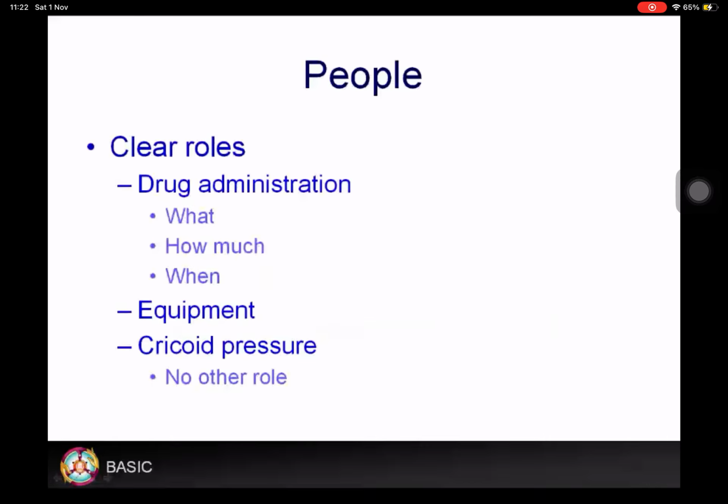Assistants are crucial. It is not possible to safely intubate a patient on your own. Before starting, make sure that each person is clear about the role he or she needs to play. Typically, there are three main roles: drug administration, passing you the equipment, and cricoid pressure. The person giving the drugs must be given clear instructions on what drug to give, how much, and when. The person performing cricoid pressure should not be given any other role.